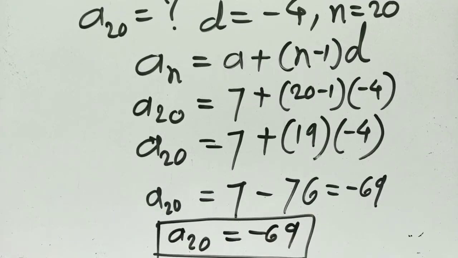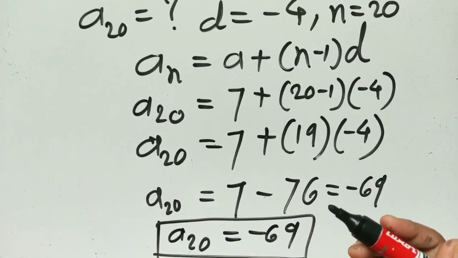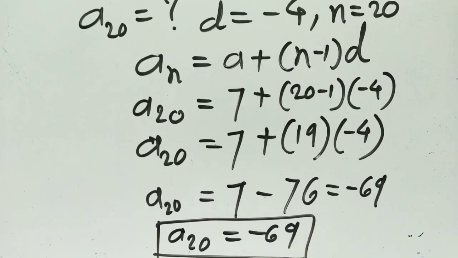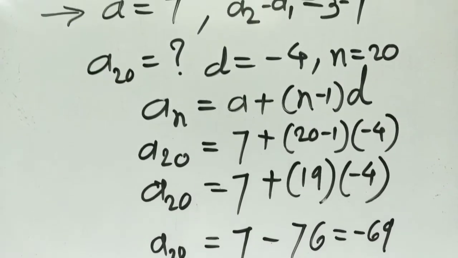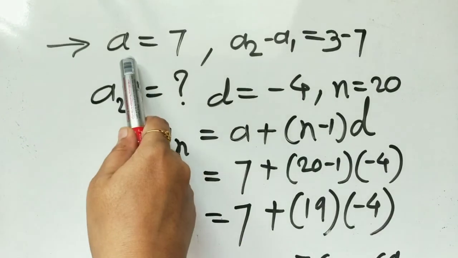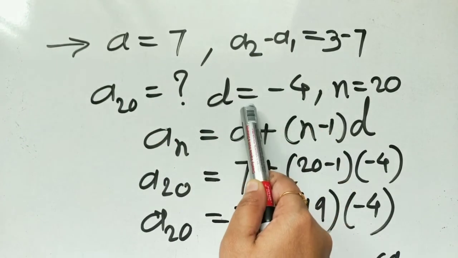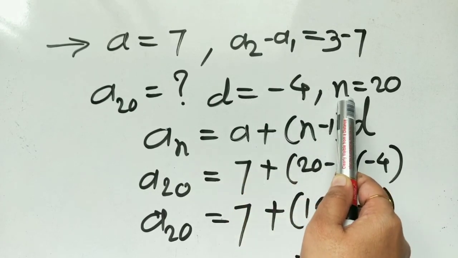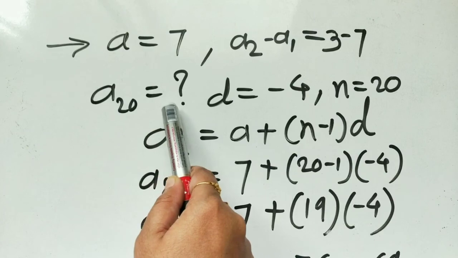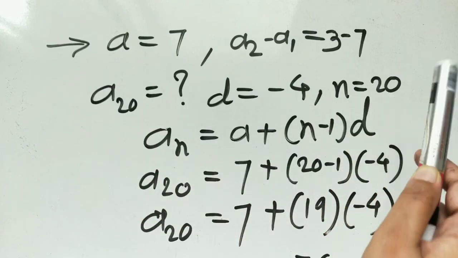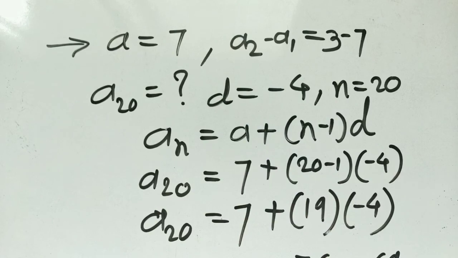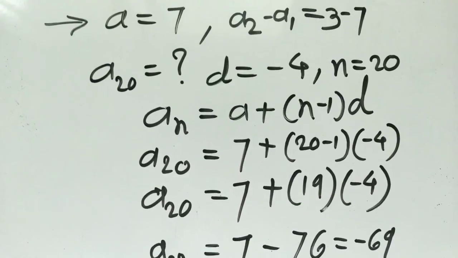This is the method to find the nth term when the sequence of an AP is given. From the given sequence, we have mentioned all the values: the first term, we found the common difference, and we also wrote n's value as 20, as a20 was required. So this is the basic method to solve problems based on finding the nth term when the sequence of an AP is given. I hope you have understood it. Thank you.